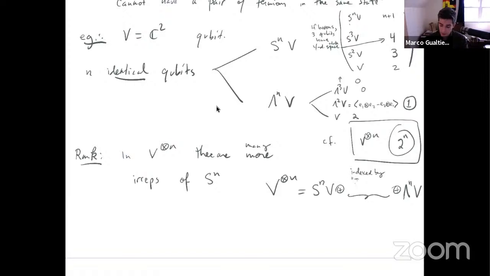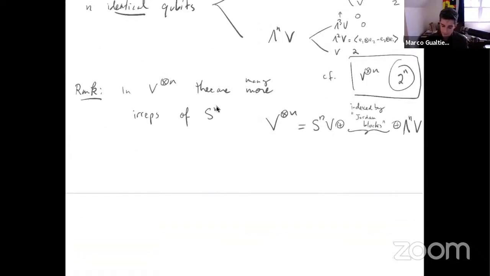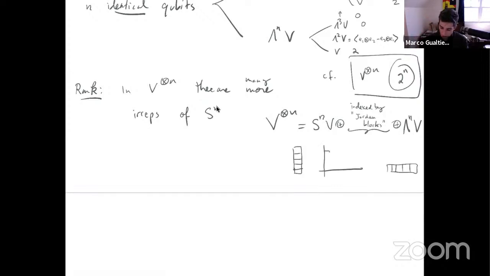They're indexed by, what are those things called? Jordan blocks, I guess. You should learn about this in a course on group theory. You take some blocks and you make some Lego patterns like this.